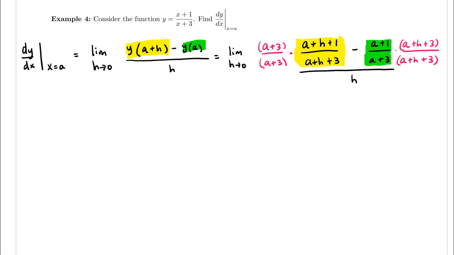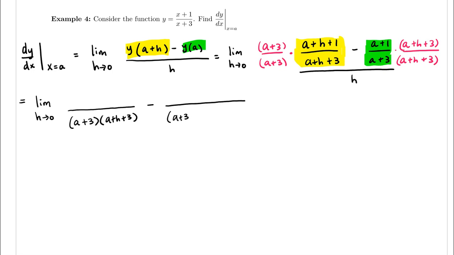All right, I have to do a lot of multiplication now, and I would recommend that you leave the denominator factored out. So do not multiply out the denominator. So in the first fraction, I'm just going to leave it as a plus 3 times a plus h plus 3. And then in the second fraction, same thing, I'm going to leave it as a plus 3 times a plus h plus 3.